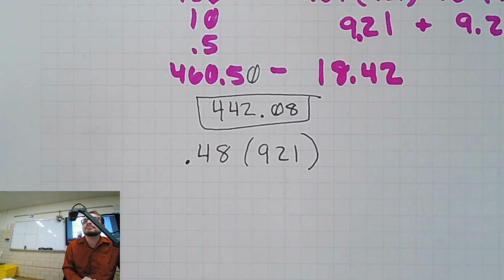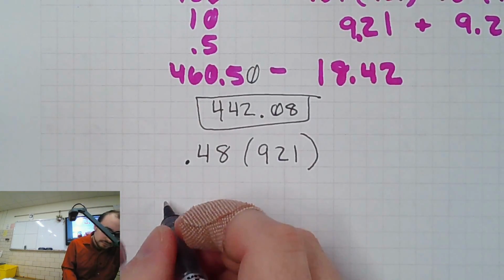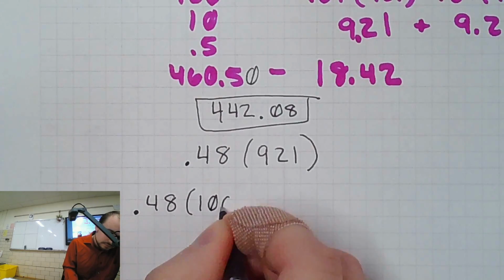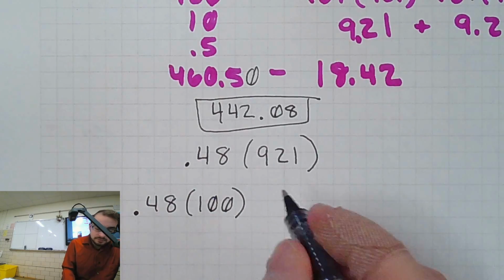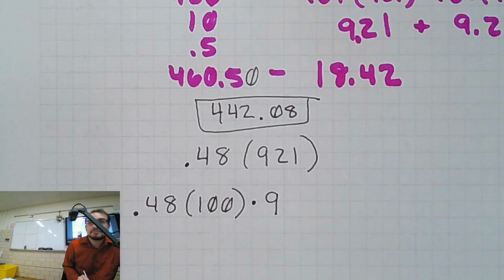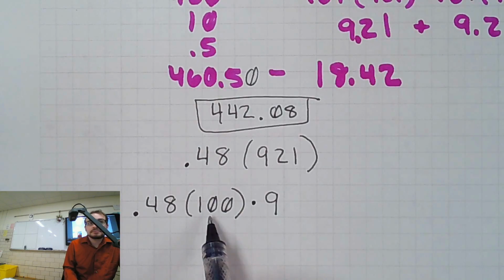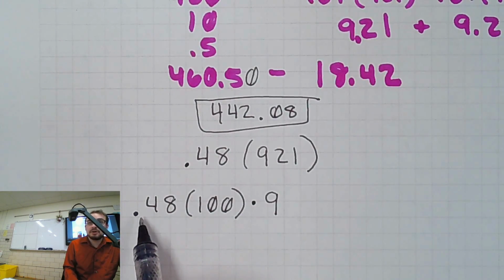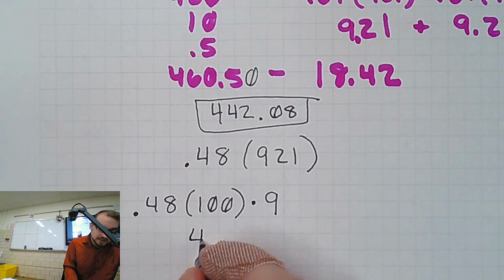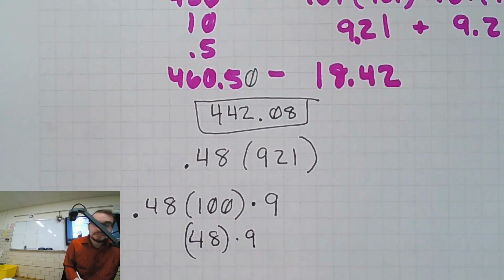Luke. 0.48 times 100. Okay. Times 9. Sure. Okay. So like that? Yeah. Okay. So 0.48 times 100. Well, if we multiply something by 1, it stays the same, right? Multiply something by 10, doesn't it move the decimal place over 1? If we multiply by 100, it moves over 2. So that's 48 times 9.